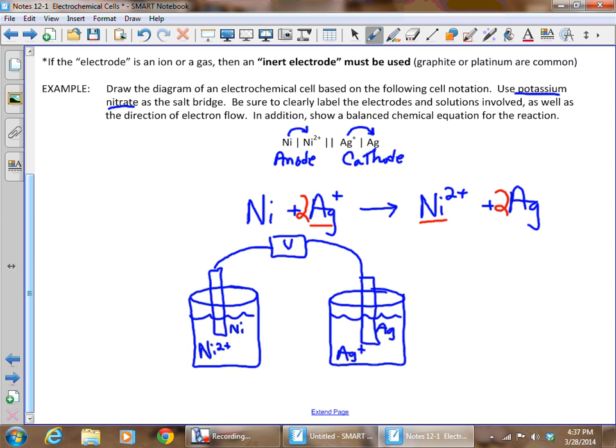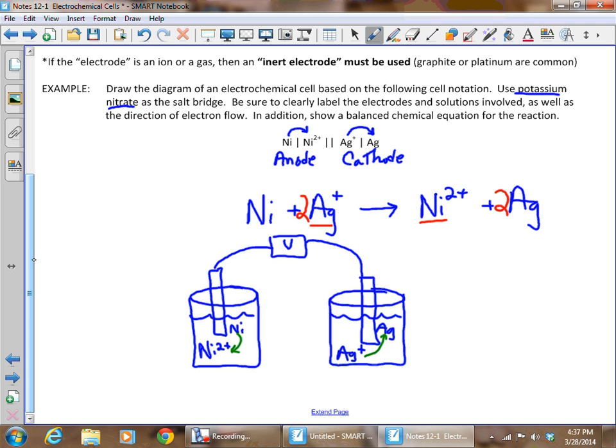I'm going to draw this in green because, you don't have to do this, but I usually like to tell what's going on here. Nickel is going to nickel 2+, and silver plus is going to the silver metal. And perhaps they might tell us that the silver electrode was increasing in mass. Maybe they didn't give us a standard cell notation, but they told us that the silver electrode was increasing in mass. Remember, that tells us that the silver electrode is the cathode.